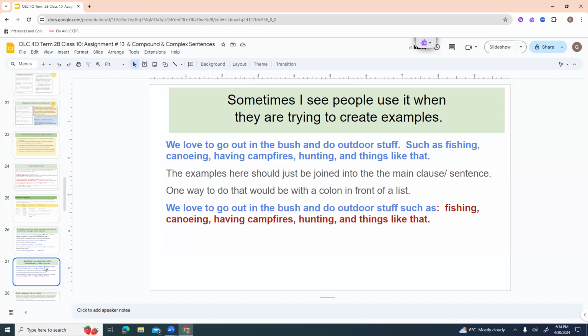One way to do that would be with a colon in front of the list: "We love to go out in the bush and do outdoor stuff such as: fishing, canoeing, having campfires, hunting, and things like that." "Such as" doesn't have a verb or a subject, because it's all part of the first sentence. So just join it up and then you are fine.